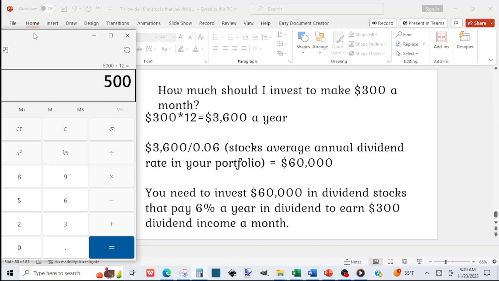So if you are saving 500 a month times 12, that gives you 6,000 a year. If you take that times 6%, that's 360 that you'll have made a year in dividend income. So that means by year 10, you'll be making about 300 to 360 a month.